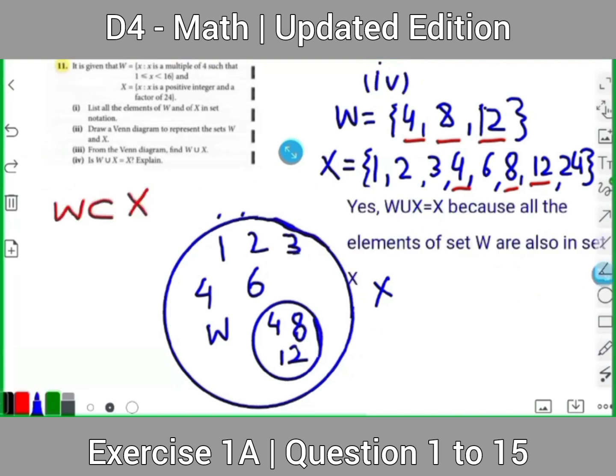Now in part 4, we can see there is a question: is W union X equal to X? We have to explain. So the answer is yes, because all the elements of set W are also in set X, or in other words, W is a subset of X. So that's why X union W is equal to X.